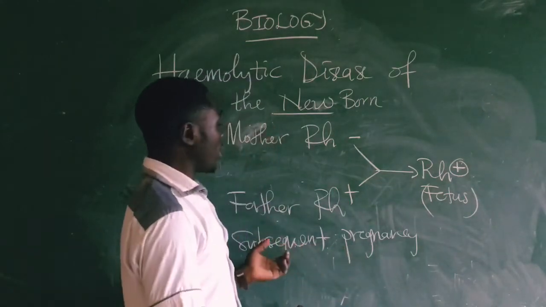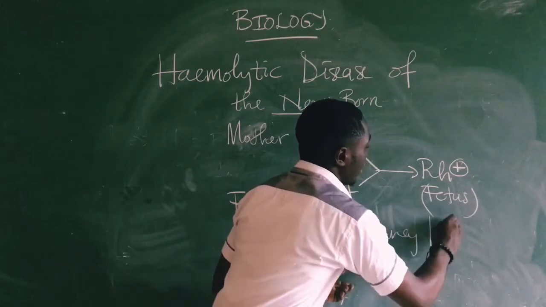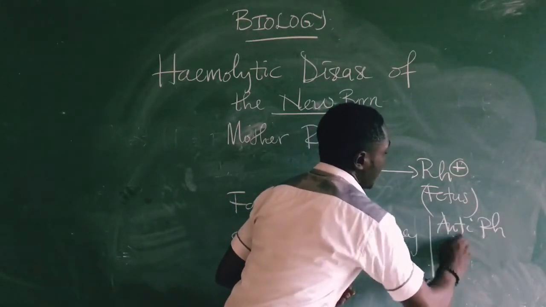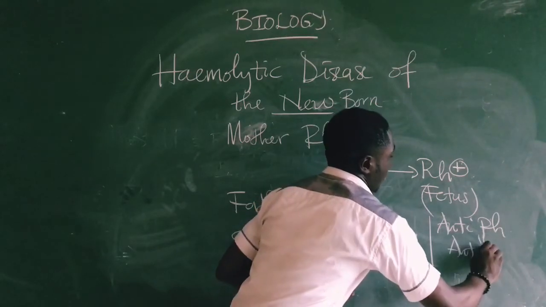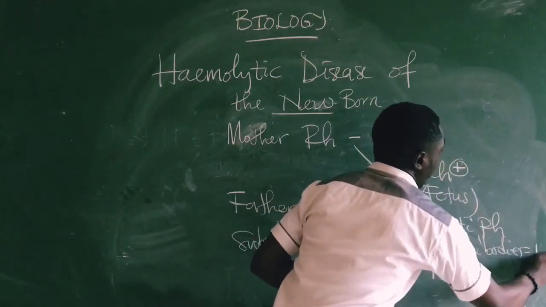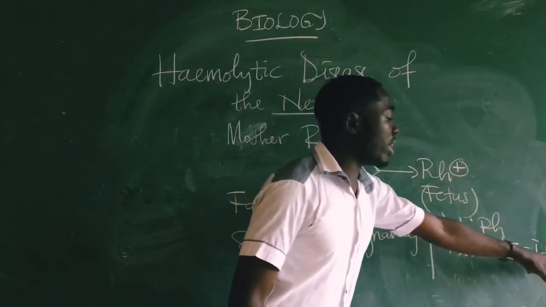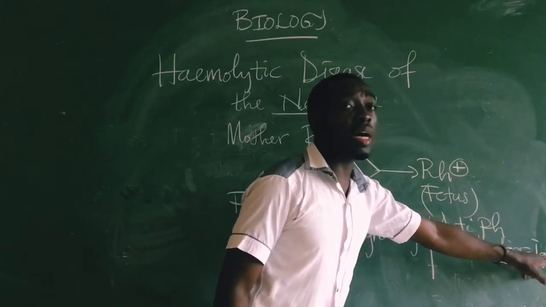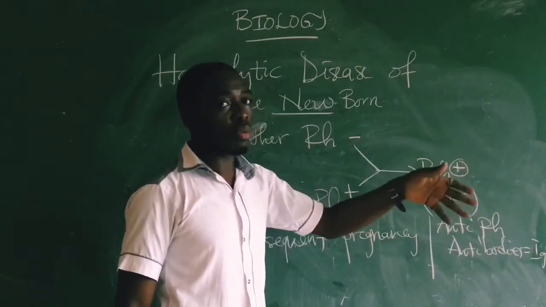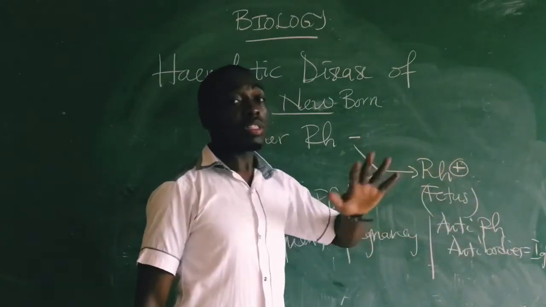Now, just know that the anti-Rhesus antibodies are actually IgG, immunoglobulin gamma, and this immunoglobulin gamma has the tendency to cross the placenta and get into the fetal circulation. So immunoglobulin gamma is the only immunoglobulin that crosses the placenta.